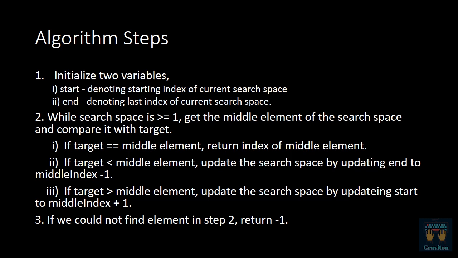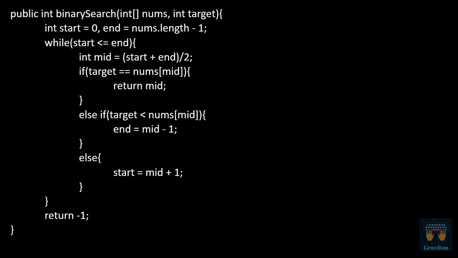So I think you can implement it, but I'll provide you with an implementation as well. This is a Java implementation. We have initialized 2 variables, start and end, with initial values 0 and length of nums minus 1. That is the first index and the last index of our search space. While the search space size is greater than or equal to 1, which means start is less than or equal to end, because our search space size would be end index minus start index plus 1, we will find the middle index, which is start plus end by 2.